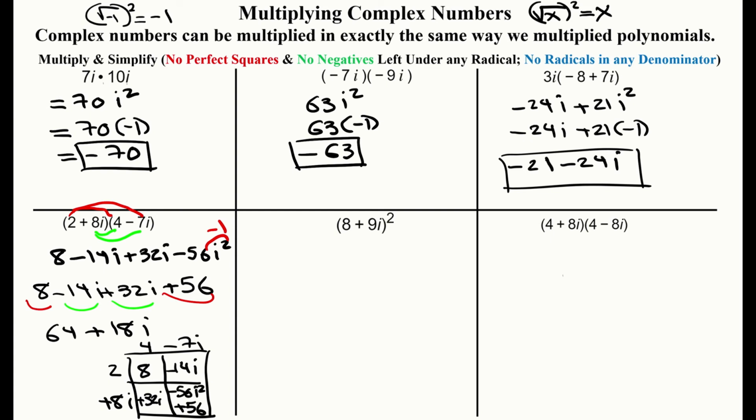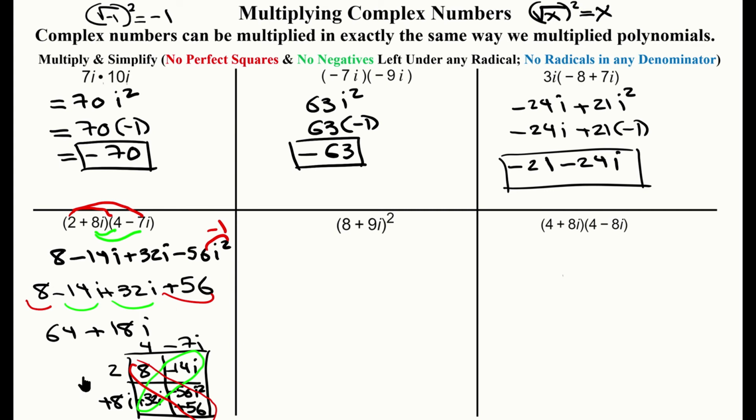Now we notice that those two are like terms, and so are these two. So then we can combine 8 and 56 to get the 64, and the 32 and the minus 14 to get the positive 18i. The nice thing about this little table method is that everything stays pretty close to each other, so it doesn't get all spread out. But it's a matter of preference.